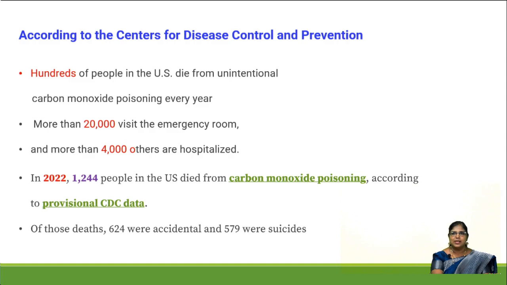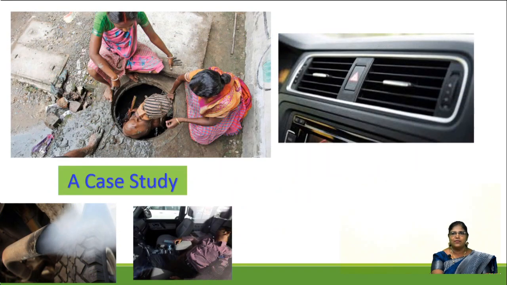Now, according to the Center for Disease Control and Prevention, they have given some suggestions. They have found out that hundreds of people in the US generally die of carbon monoxide poisoning, and more than 20,000 people visit the emergency room and 4,000 are hospitalized due to this carbon monoxide poisoning. In 2022, they found that 1,244 people in the US died due to carbon monoxide poisoning, and out of this 624 were accidental and 579 were suicidal.